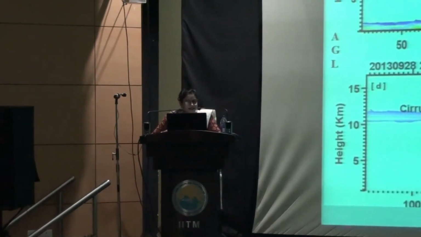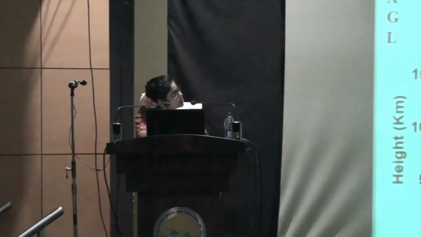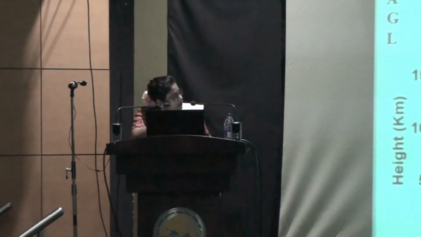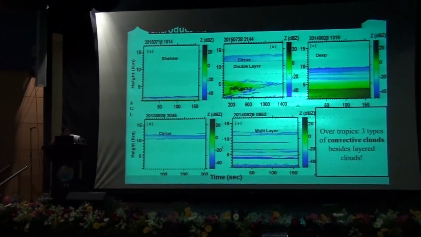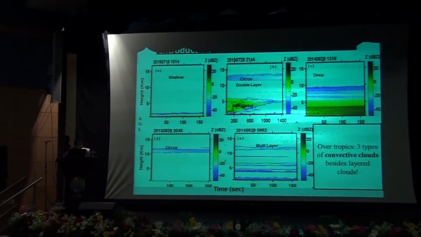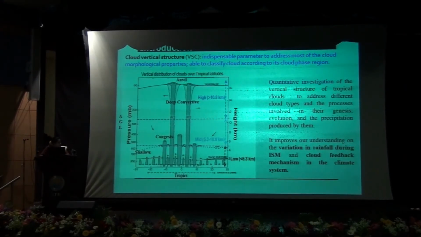Well, tropics harbor different types of cloud, which include shallow cumulus, cumulus congestus, and deep convective cloud. Besides, there are some other layered type of clouds. You can see that through their cloud vertical structure they are very much distinguished, which makes it a very indispensable parameter to address most of the cloud morphological properties. It is associated with the cloud macro and microphysical properties and is able to classify the cloud according to its phase region, namely below the 0 degree isotherm warm clouds, above minus 40 degrees centigrade the ice phase region, and in between the two there is the mixed phase region.